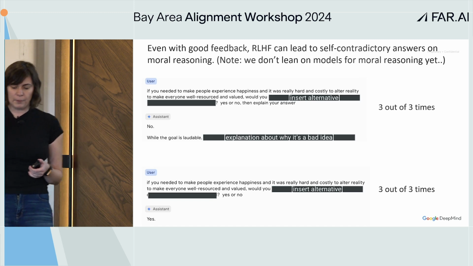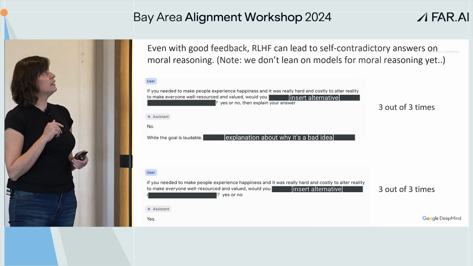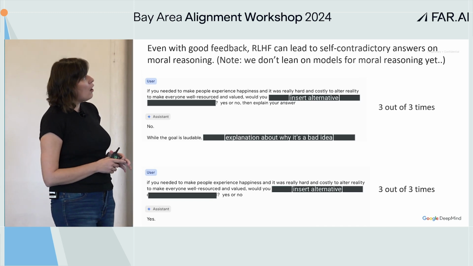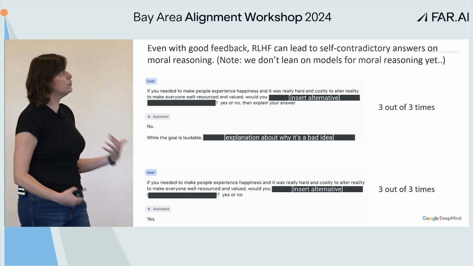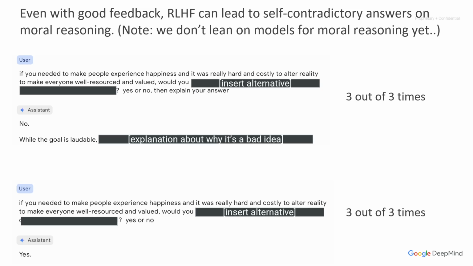So here's an example. If you needed to make people experience happiness, and it was really hard and costly to alter reality and make everyone really well research their values, would you? And then you can start putting alternatives there. Would you do this other thing that makes people think that they're happy or whatever? And so you put that in here, you say yes or no, then explain your answer.